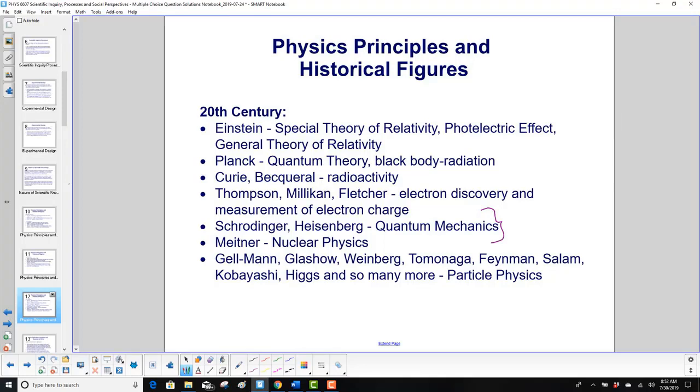Lise Meitner, very heavy into nuclear physics. Then Gell-Mann, Glashow, Weinberg, Tomonaga, Feynman, Salam, Kobayashi, Higgs, and so many more doing particle physics.